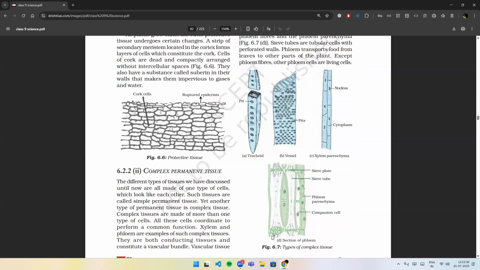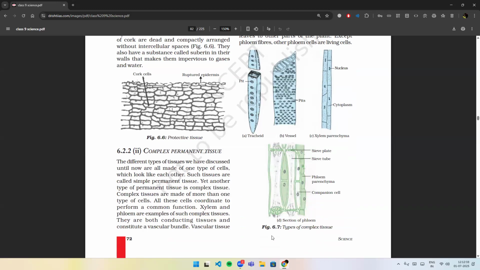Complex permanent tissue. Different types of tissues we have discussed until now are all made up of one type of cells which look like each other. Such tissues are called simple permanent tissue. Yet another type of permanent tissue is complex tissue. Complex tissues are made up of more than one type of cells. All these cells coordinate to perform a common function. Xylem and phloem are examples of such complex tissues. They are both conducting tissues and constitute a vascular bundle.